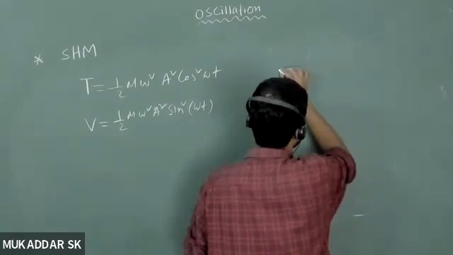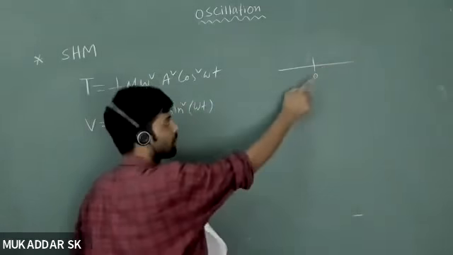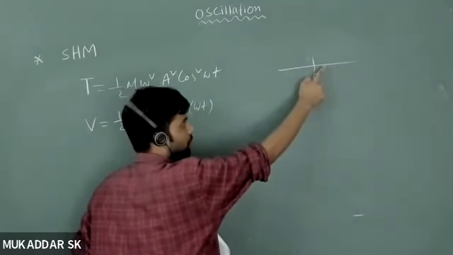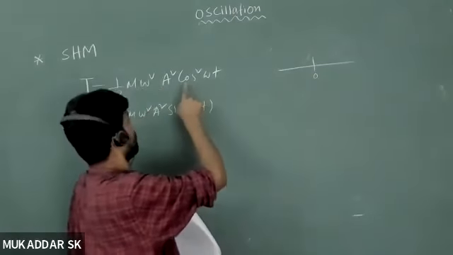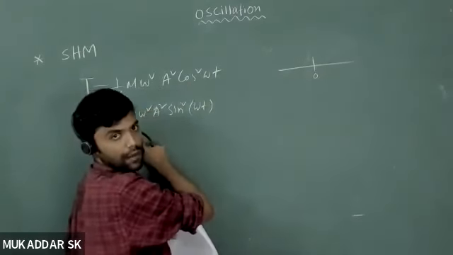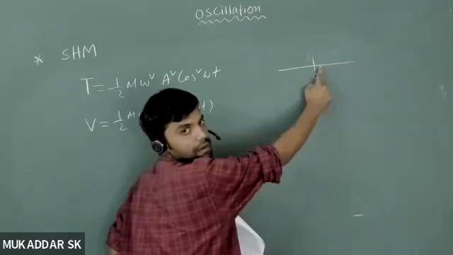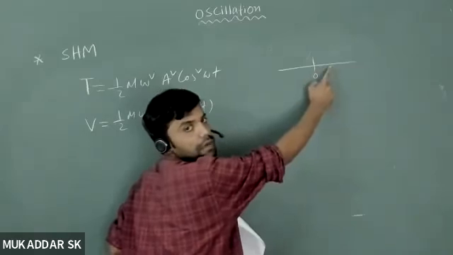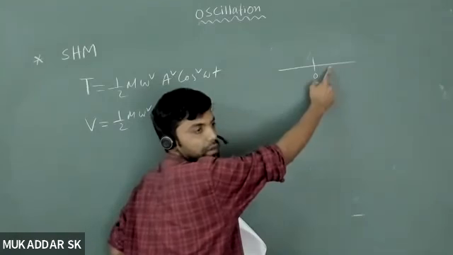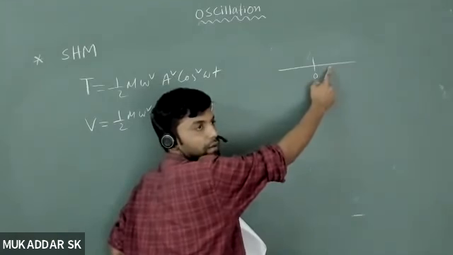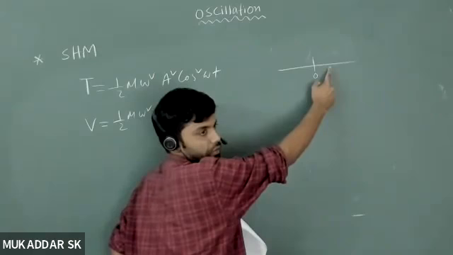Now you know that if you draw that diagram, this is the mean position. Suppose your oscillator makes a journey from the mean position, and at different times the oscillator is at different positions. You can clearly see the kinetic energy and potential energy as functions of time. So let us assume at time t1 the oscillator is at this place. After some time, t equals t2, it will be somewhere here. So at every point you'll have a different time, and at different times the oscillator will have different kinetic energy as well as different potential energy.